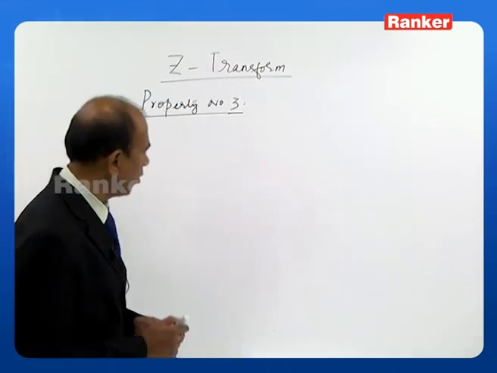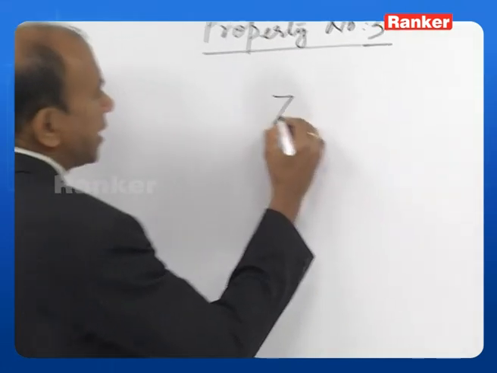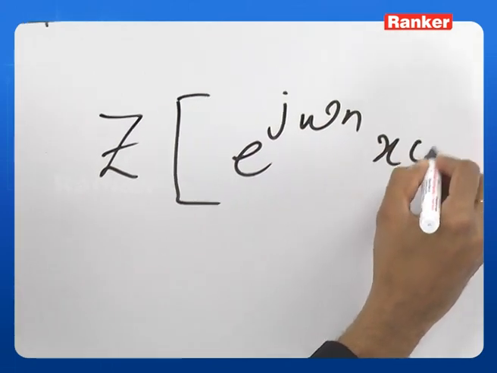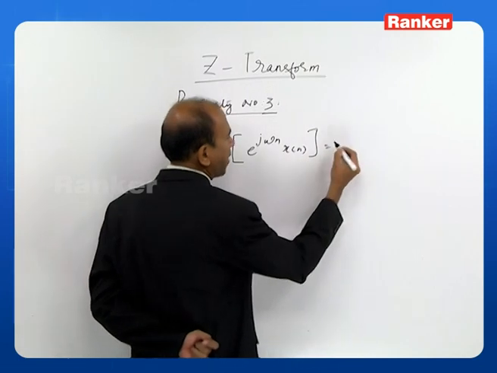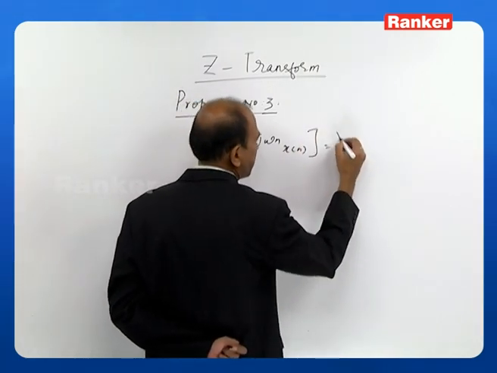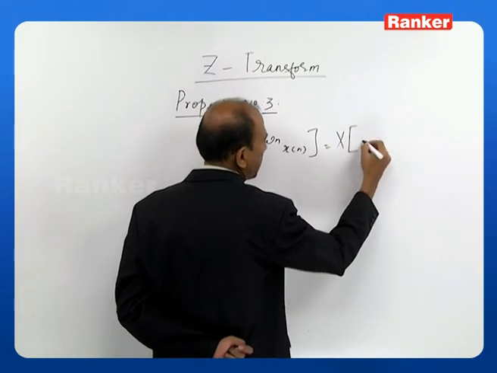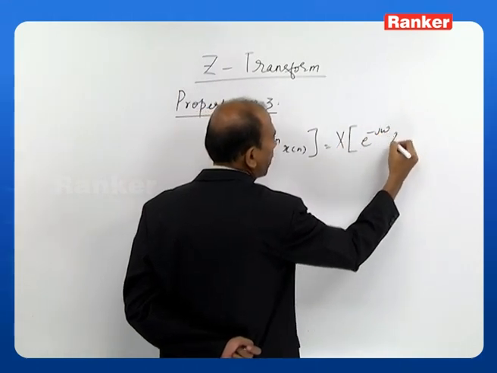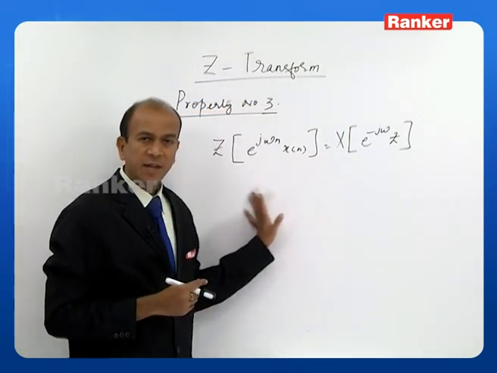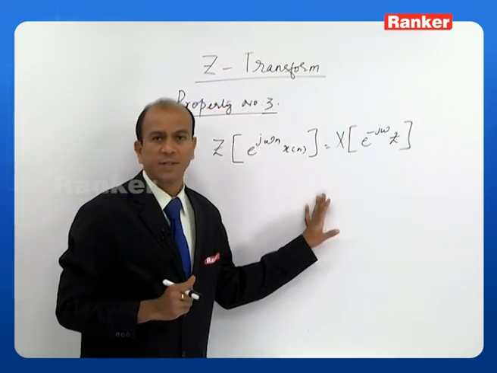Okay, let us write this on the board. So, let us say this is my e to the power of j omega n times x of n. This will have, as per the frequency shifting property, x of e to the power of minus j omega z. So, this is the frequency shifting property of z transforms.